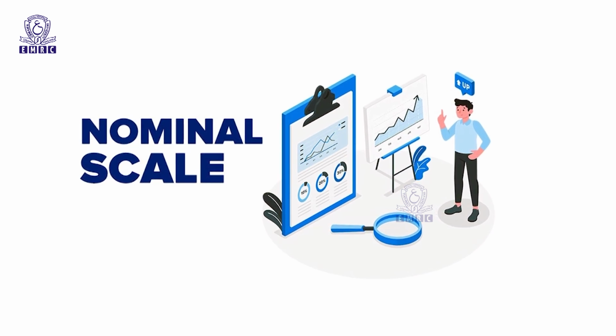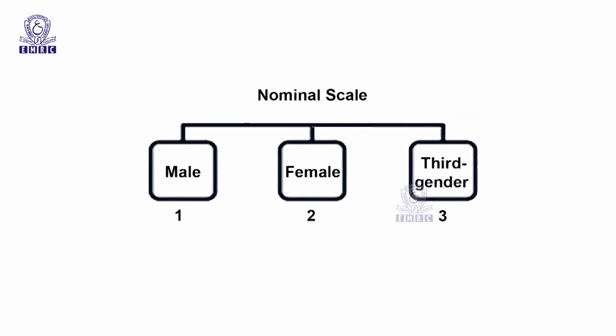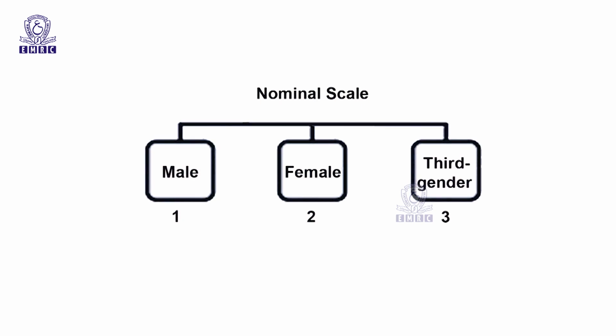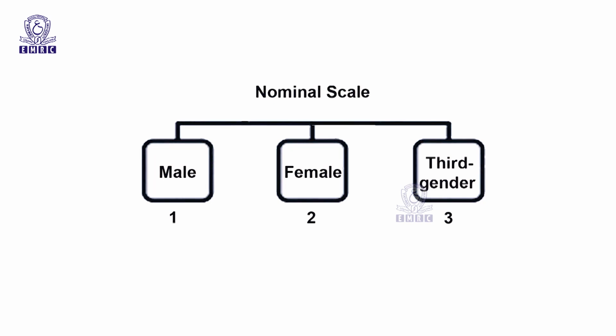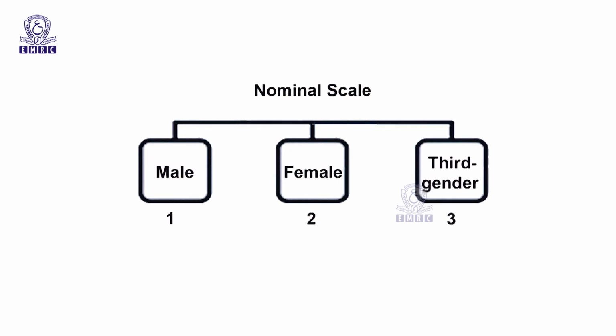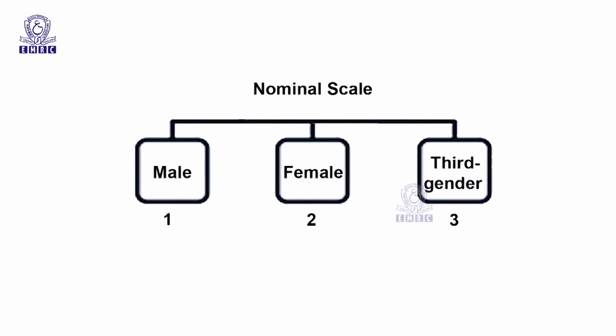For example, male has been given number 1 and female has been given number 2 and third gender has been given number 3. The population who are males will be given number 1 and the population who are females will be given number 2 and so on. Here the numbers do not have any meaning.